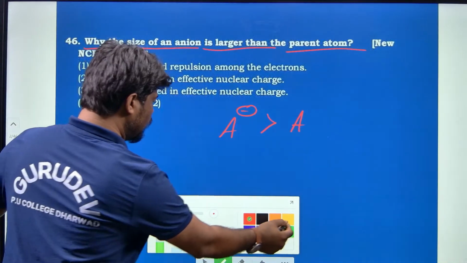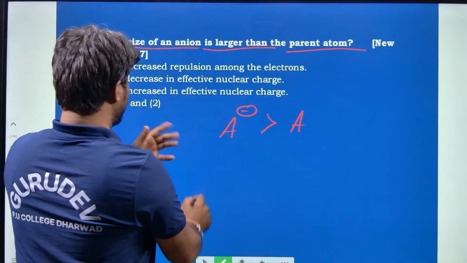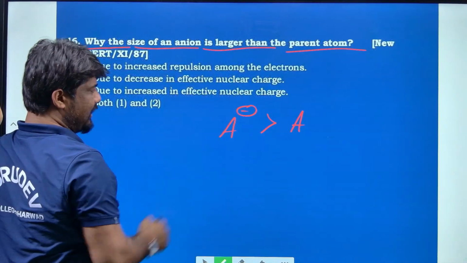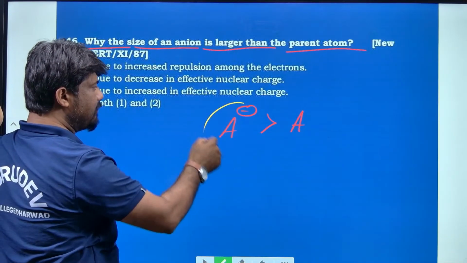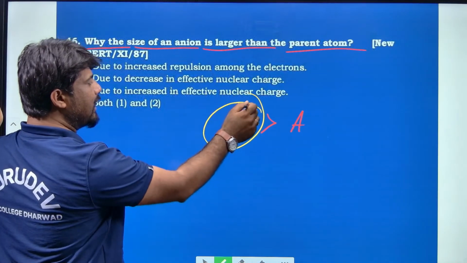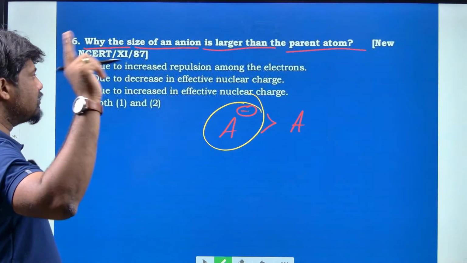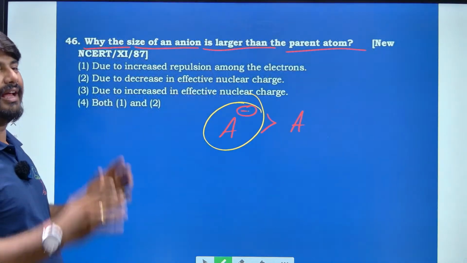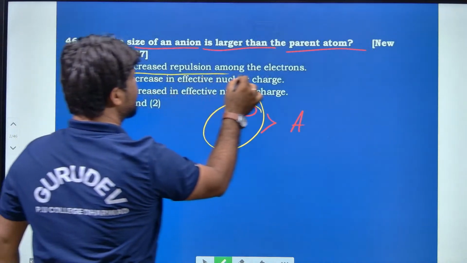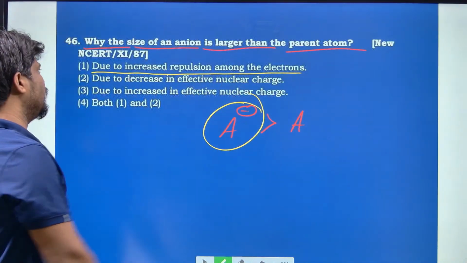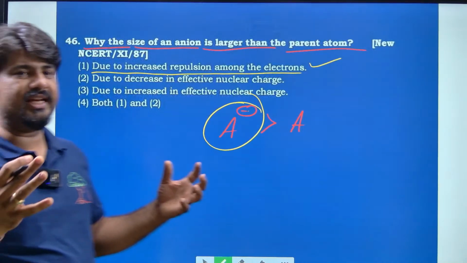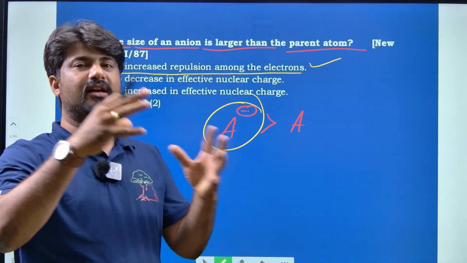We need to solve the problem in a very easy manner. As an electron is added, the atom becomes negatively charged. Because of the addition of one electron, the electron repulsion increases. Yes, due to the increased repulsion among the electrons, this is the right statement. As the electron repulsion increases, the size also increases.